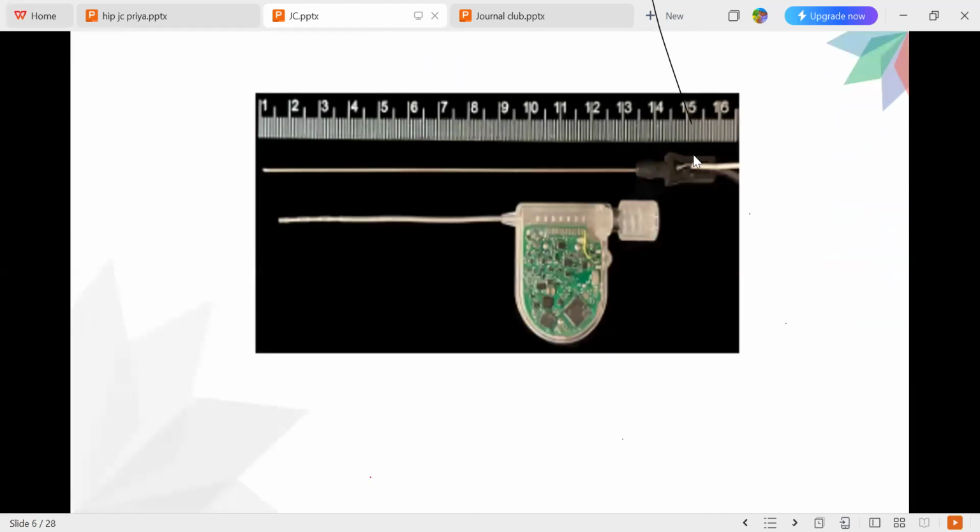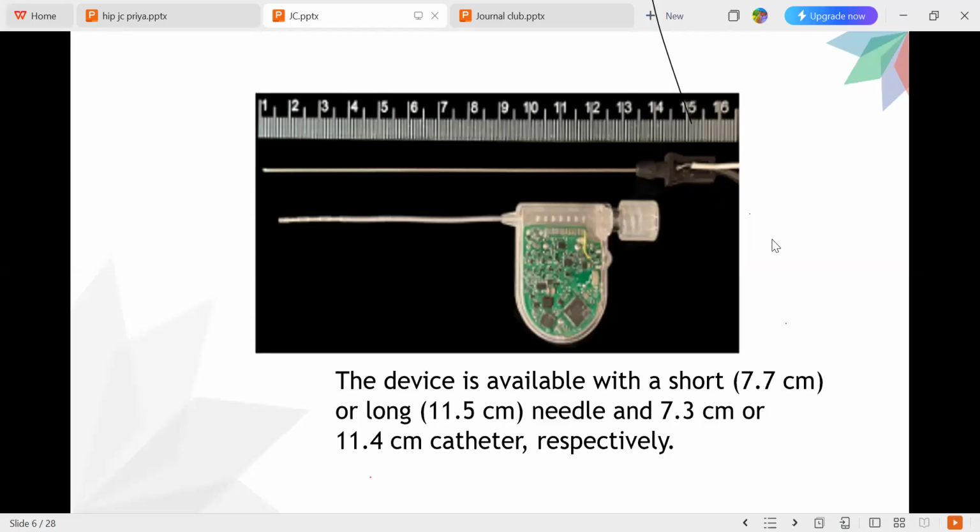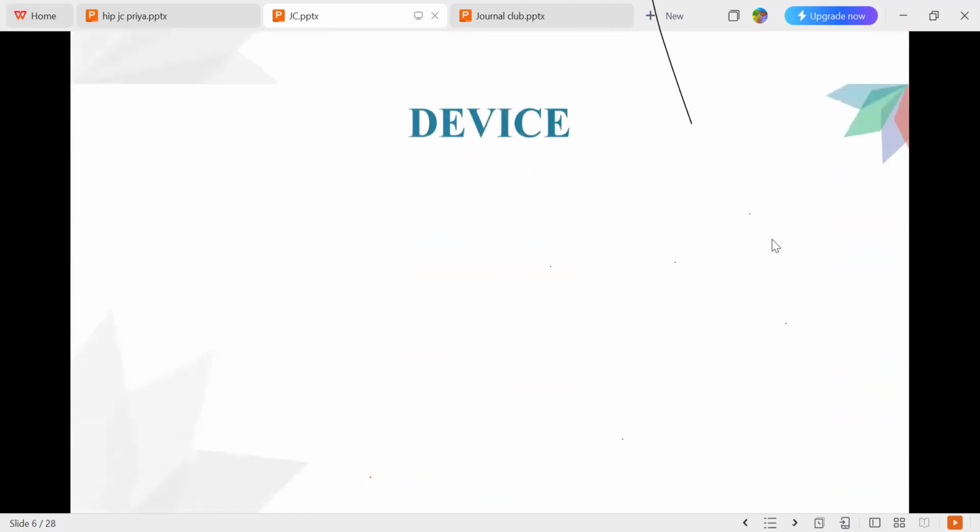So this is the device. The upper part shows the needle, and the lower one is the catheter, at the end of which there is a pulse generator and a port for injection of local anesthetic. The device is available in two lengths. One is a short one, which is 7.7 centimeter with a catheter length of 7.3 centimeter, and a long one with a needle length of 11.5 and 11.4 centimeter catheter respectively.